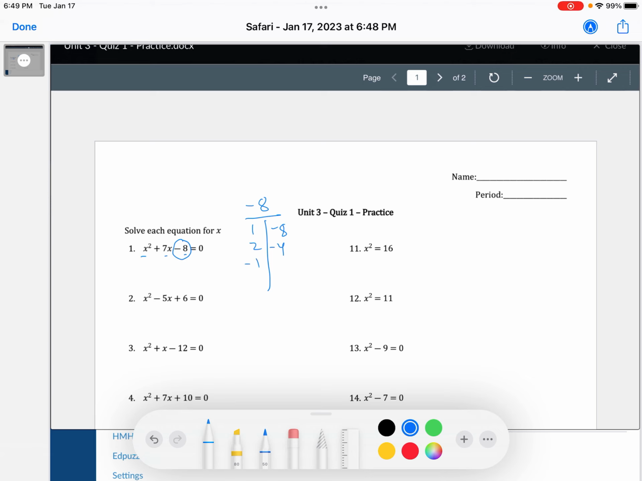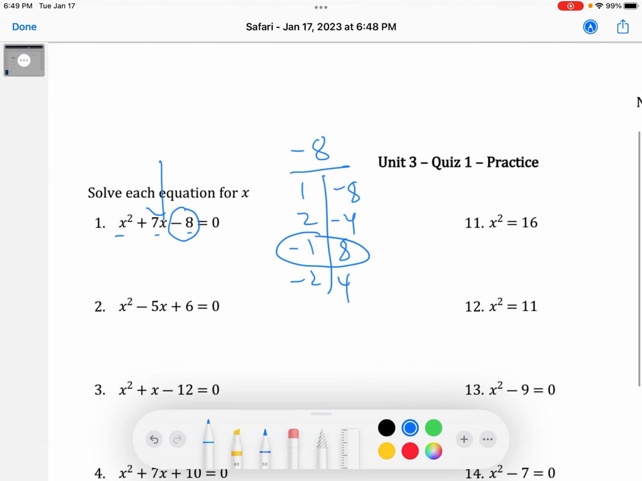Then let's flip those signs around. -1 and 8, -2 and 4. Now I look at the middle number, 7. I want a positive 7. And the one that'll give me that is this. So I'm going to factor this. Let me zoom here. Factor this as x minus 1, x plus 8 equals 0. And so my solutions are 1 comma -8. Just flipping those signs there.